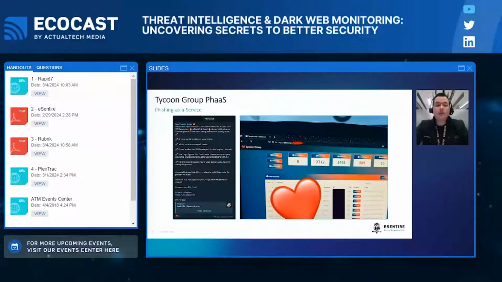Next, looking at a recent phishing as a service offering that we've been tracking called Tycoon Group. These guys operate on Telegram. They charge about $300 a month for their phishing service. That service provides essentially a panel and the infrastructure to run these attacks.